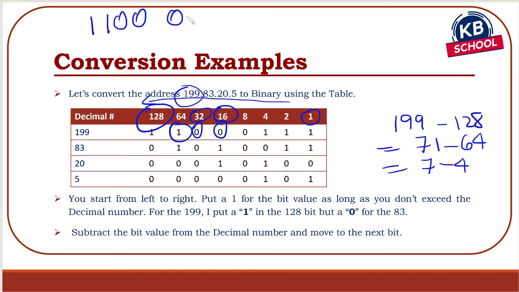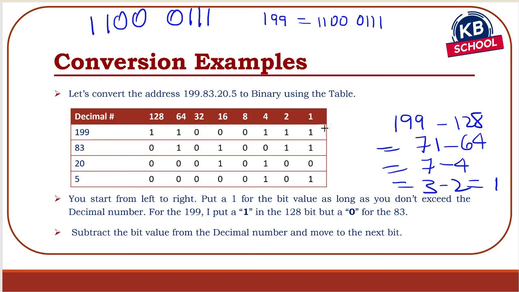If I use 4, I'll subtract it, I'll get a 3. So the next digit over is 2. I need to use 2. Subtract it, and I get a 1. And last one, I need a 1 to get that number. So this would be the equivalent of 199: 11000111. And that's what you guys see over here. Another example of the same thing.